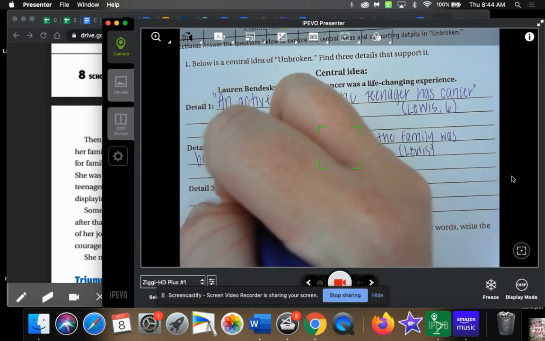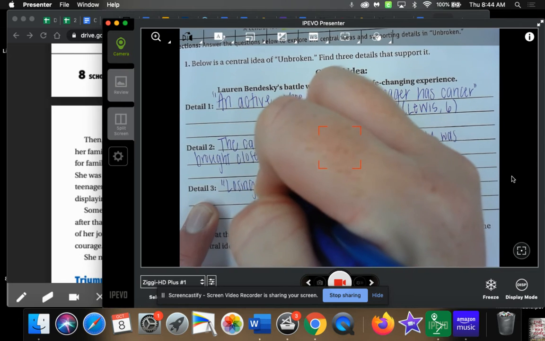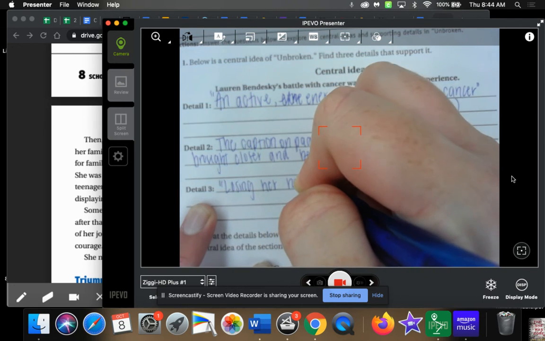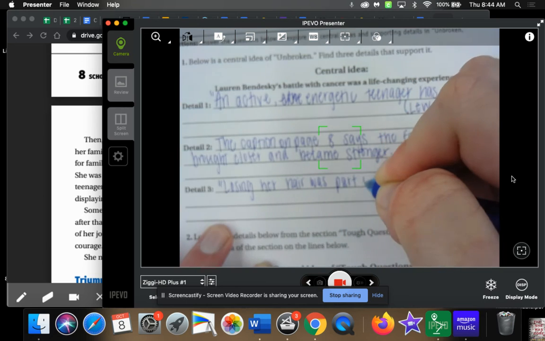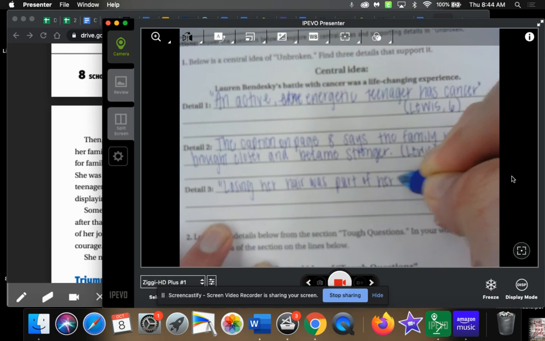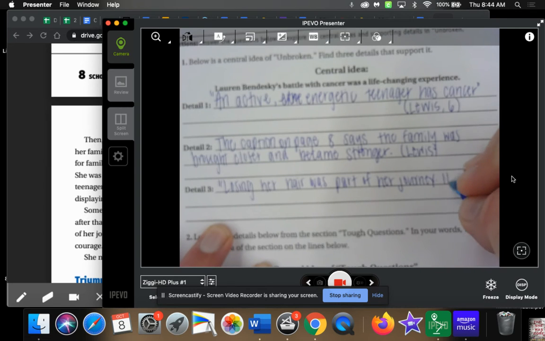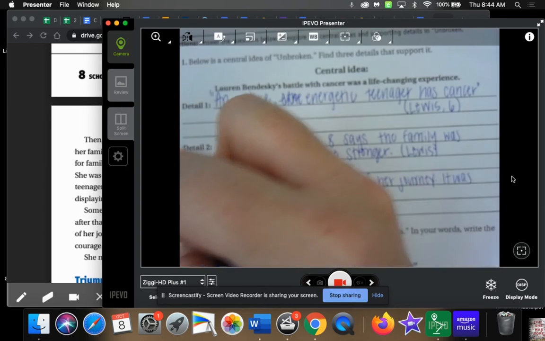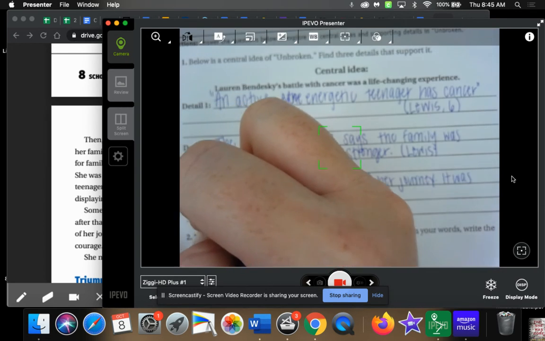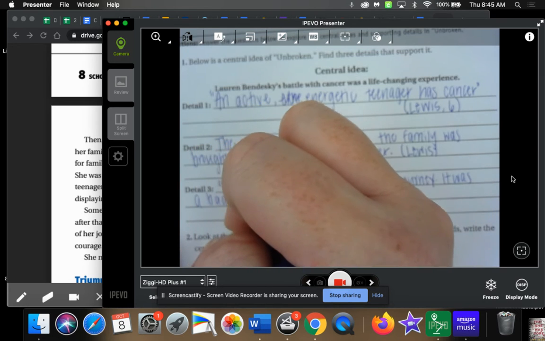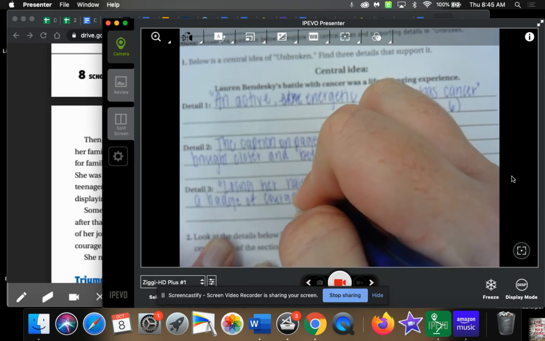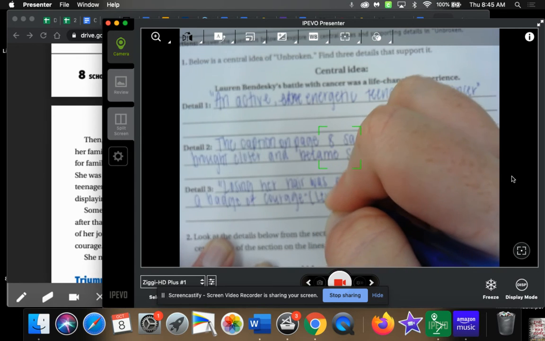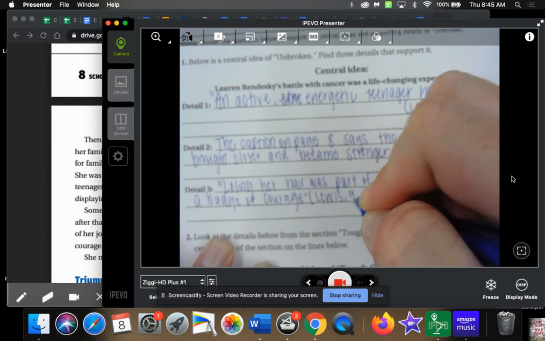Losing her hair was part of her journey. It was a badge of courage. Okay, and again, that's Lewis, who's the author, and then that's from page 9.